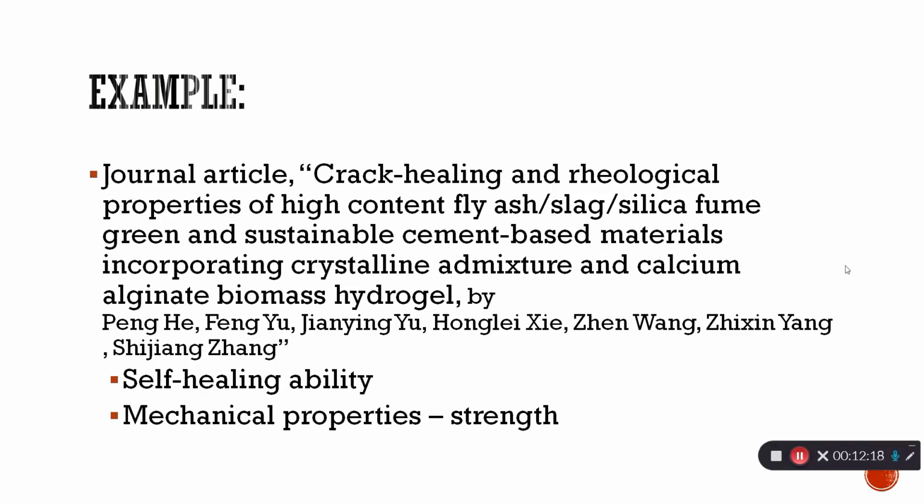And the last example comes from a journal article, Crack Healing and Rheological Properties of High Content Fly Ash, Slag, Silica Fume, Green, and Sustainable Cement-Based Materials Incorporating Crystalline Admixture and Calcium Alginate Biomass Hydrogel. And this focuses on self-healing ability that comes with the crack healing and sustainable cement-based materials, and the mechanical properties, how strength with fly ash is actually stronger than with Portland cement, for example. Weight percentage of fly ash used in the mixed proportion was 30% in this test.